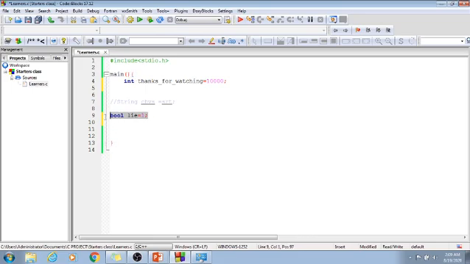So we talked about bool lie. Say lie equals to 1, that means lie equals to true. But 0 means lie is false. Bool lie equals to false.